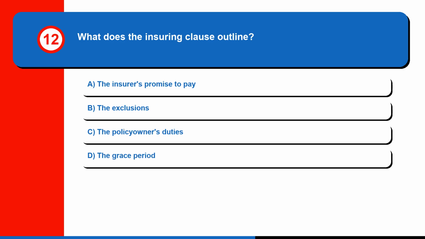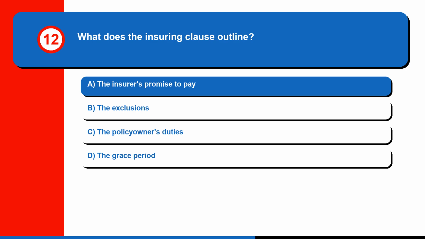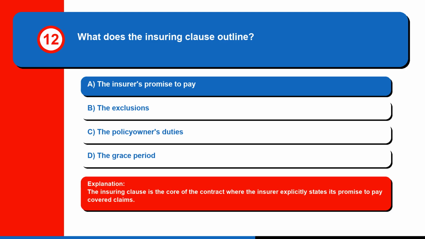Question 12. What does the insuring clause outline? A. The insurer's promise to pay, B. The exclusions, C. The policy owner's duties, or D. The grace period. The correct answer is A, the insurer's promise to pay. The insuring clause is the core of the contract where the insurer explicitly states its promise to pay covered claims.